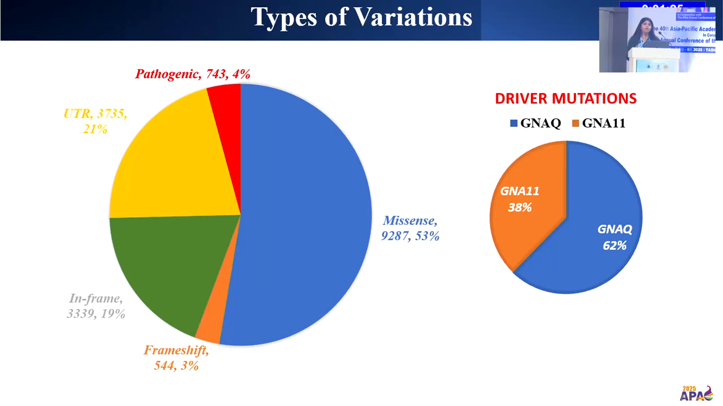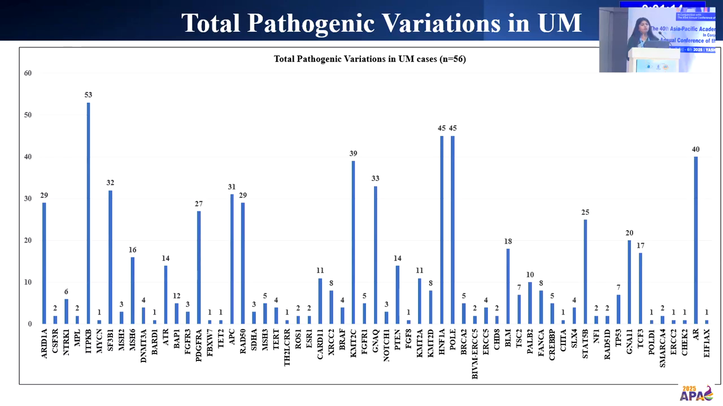So pathogenic variation, which is important for any disease, we found in 4% of the cases in uveal melanoma. These are the important genes which we found in our cases. Apart from BAP1, SF3B1, EIF1AX, GNAQ and GNA11, there are various other genes which are mutated in our cases, and they are pathogenic, meaning they are causing some disease effect in these uveal melanoma patients.